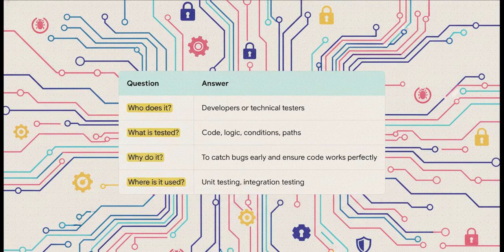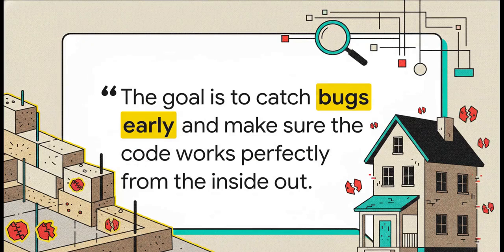So who's doing it? The developers and technical testers. What are they testing? The code, the logic, all those conditions and paths. They do it early on during unit and integration testing. But the most important question here is why? And the answer is to catch bugs as early as possible and to make sure the code isn't just working, it's working perfectly. And that quote really nails it.